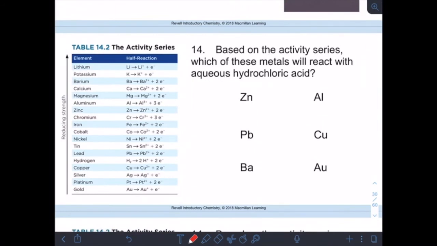All right. So based on the activity series, which of these metals will react with hydrochloric acid? So basically, we're looking for things that will react with H+ ions. Okay, because that's what hydrochloric acid makes. In our previous chapter with acids and bases, we talked about how hydrochloric acid comes apart into H+ ions. So we're looking to see which of these metals is higher up on the table than hydrogen ions, right?